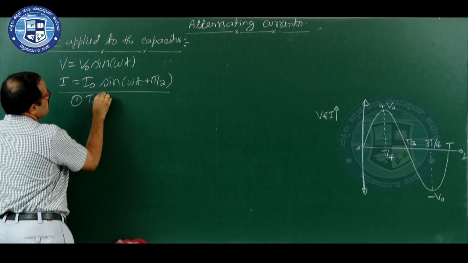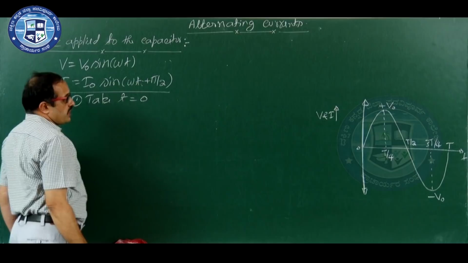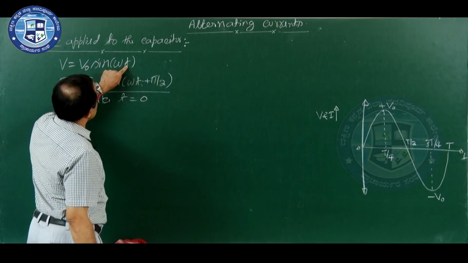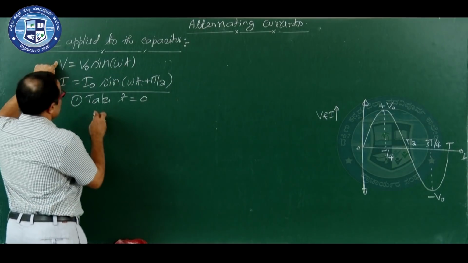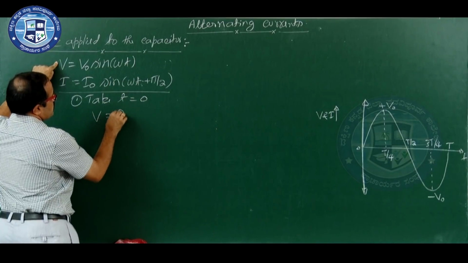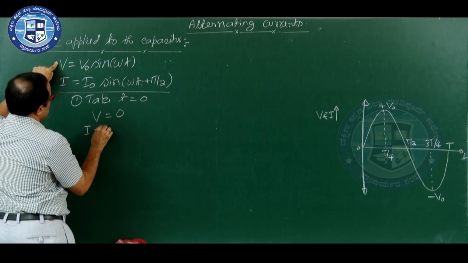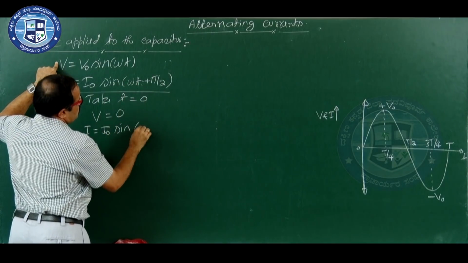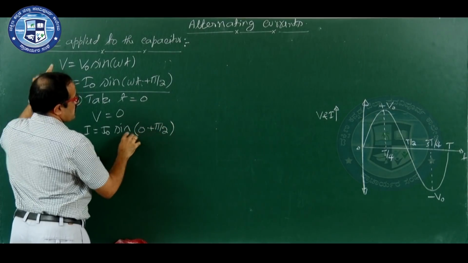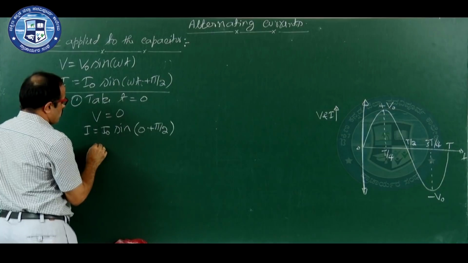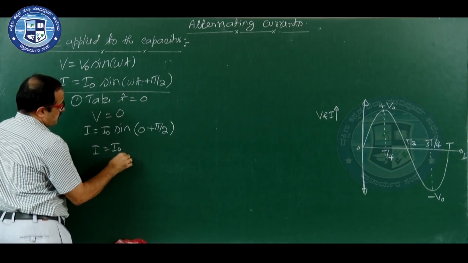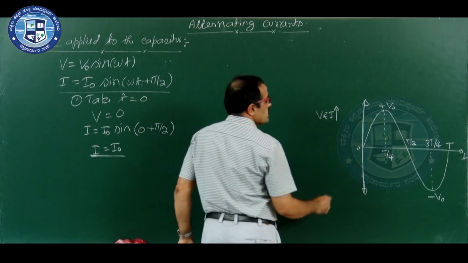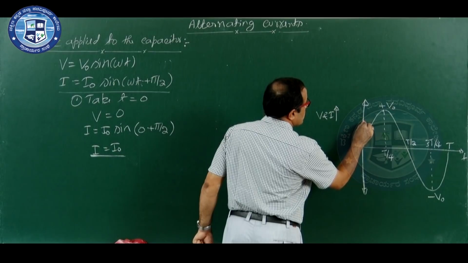Now, take time equal to 0. If you take time equal to 0, here what is the voltage? 0. So, here also you substitute t equal to 0, that is voltage is 0, because sin 0 is 0, and current I is equal to I naught sin of (0 plus pi by 2). Sin 90 degrees, sin 90 is 1, I is equal to I naught. Therefore, when time equal to 0, current is maximum. Let us say it is I naught here.